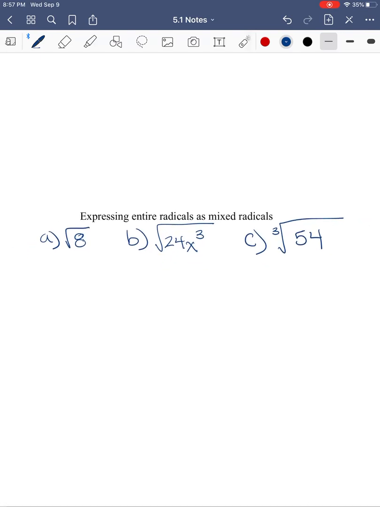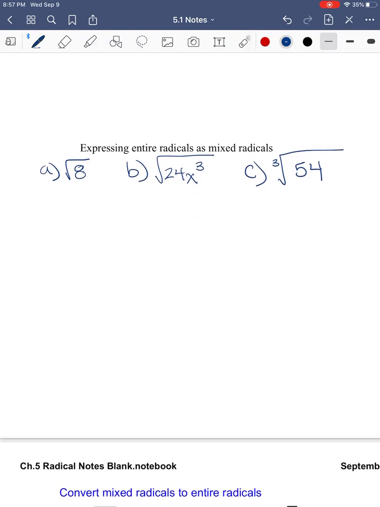So expressing entire radicals as mixed radicals. Last year we had what I called method A and method B. Method A being where you split it and use your prime factors. So 8 would really be 2 times 2 times 2. I would have got that maybe from a factor tree. And knowing that my index is 2, that means I'm looking for groups of 2. So I'd bring one of them out and I'd be left with 2 root 2.